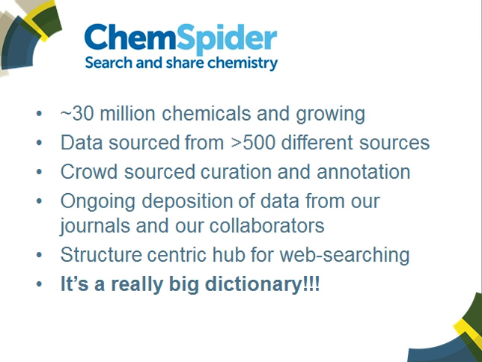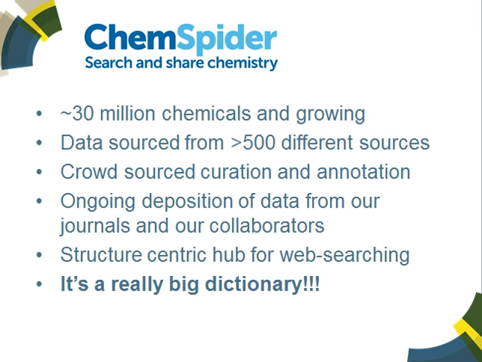So ChemSpider is something that should be well known to the majority of chemists at this point. It's got over 30 million chemicals. It's been collated from various data sources, over a few hundred data sources at this point, and people supplying data directly to us, data that's available online. We have allowed crowdsourced curation and annotation. We get data from our own journals, and what we tried to build was a structure-centric hub for searching the web. We've achieved that to a very large extent. I will review some of that.